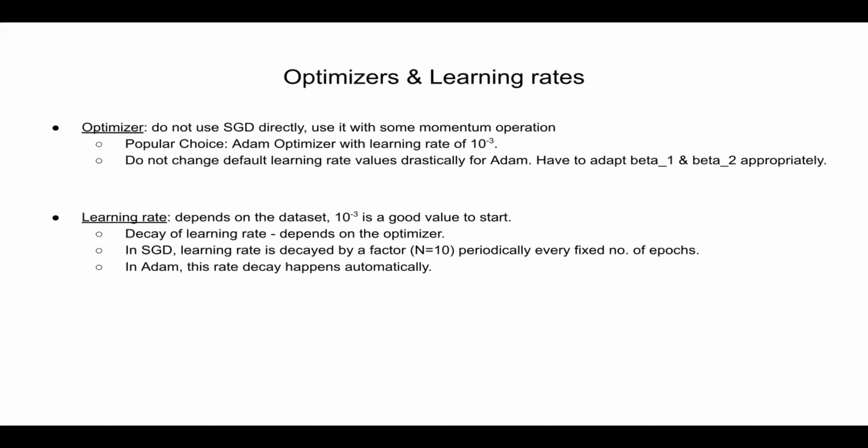If you are using an SGD based optimizer, you want to decay the learning rate, and generally the decay factor is a factor of 10, and you do this periodically after every few epochs. In Adam, this rate decay happens automatically, and you don't need to perform any additional decay.